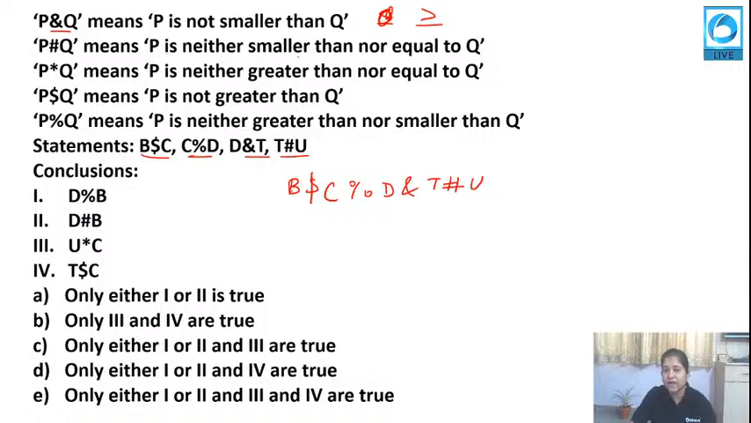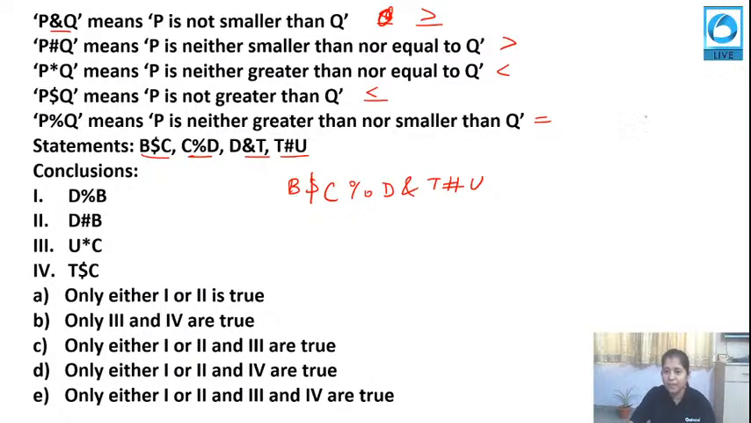P is neither smaller than nor equal to, so this has to be greater than; neither greater than nor equal to, so less than, not greater than, that means less than or equal to; and this has to be equal to, right? So yes, the fifth one will be the right answer. Okay, sahi hai. No ma'am, E is the correct one. Yes, absolutely. E will be the right answer here.